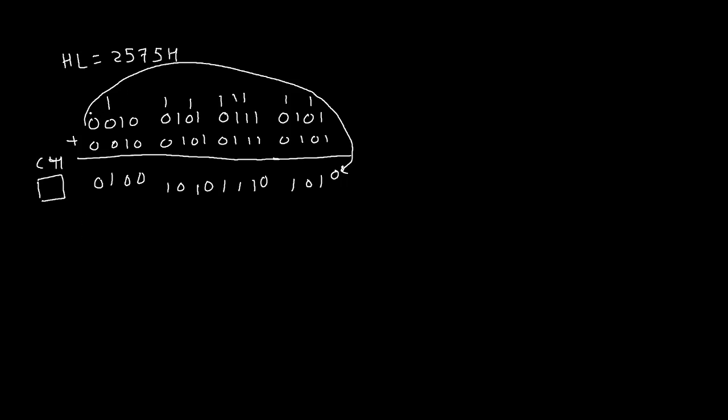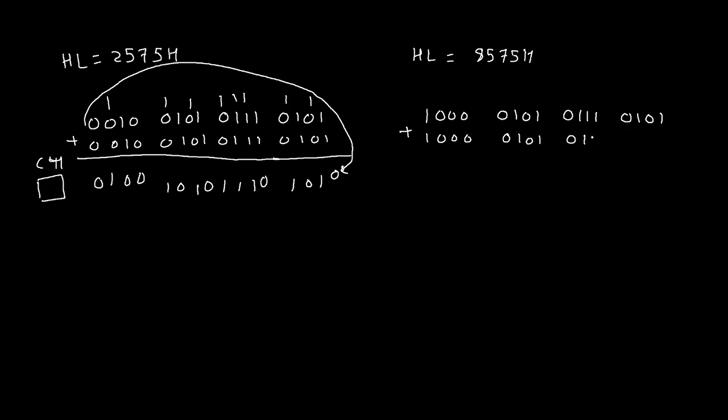Now suppose carry gets generated after this addition, then what to do? For that, let's consider the HL content. HL is, let's say, 8575H. So 8575H can be written as 8 is 1000, 5 is 0101, 7 is 0111, 5 is 0101. Now we will add the same number into the same number: 1000, 0101, 0111, 0101. Now let's perform the addition, and this time we should get carry.